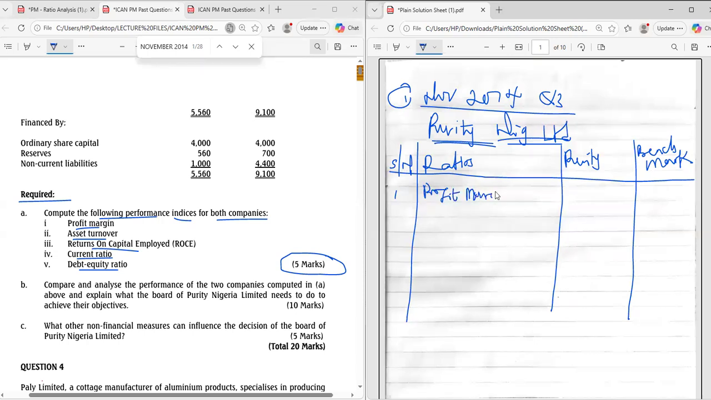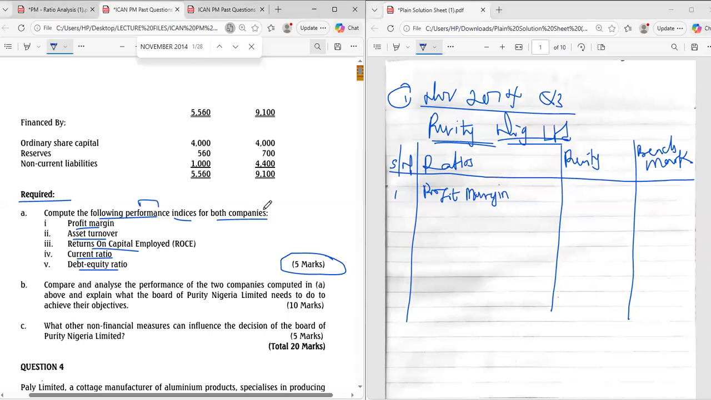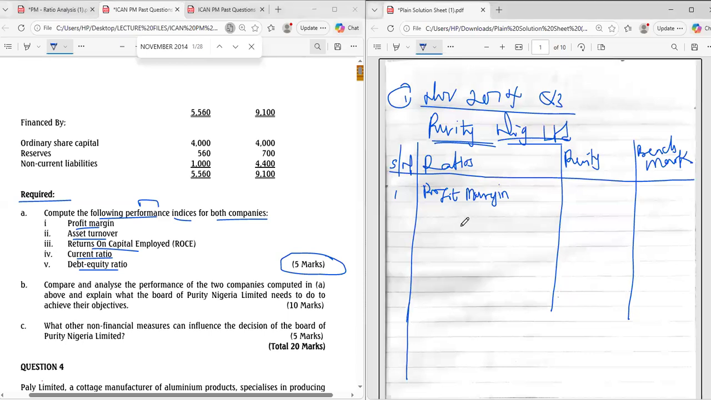I've sent the material. So this will be under your profitability ratio, your performance and profitability ratio. So profit margin, what's the formula? First, net profit over sales.